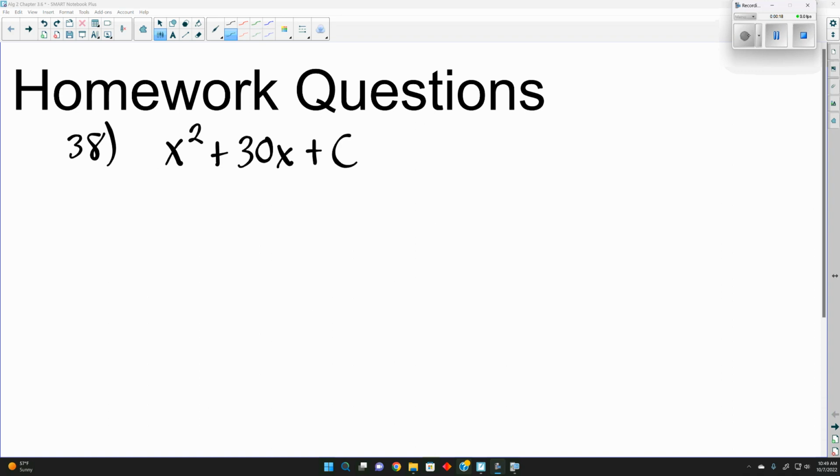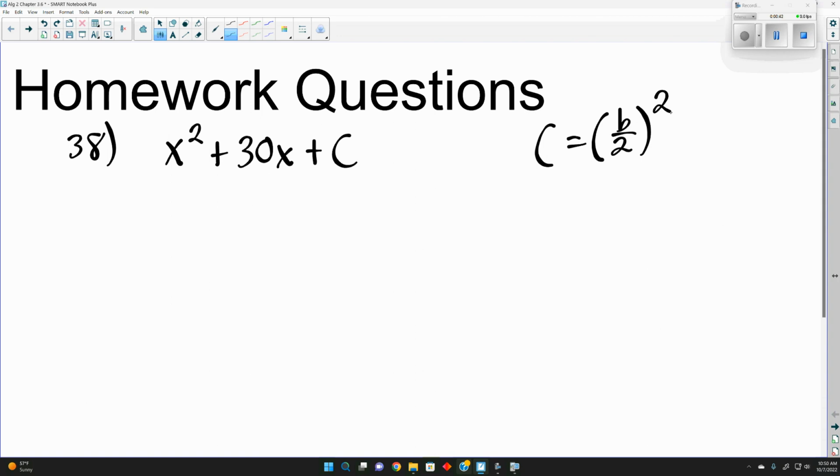All right, guys, so number 38. Describe and correct the error in finding the value of c that makes the expression a perfect square trinomial. So what they ended up getting was x squared plus 30x plus 15, yes? Now, what is c? c is equal to b over 2 squared, yes? Did they square it? No.